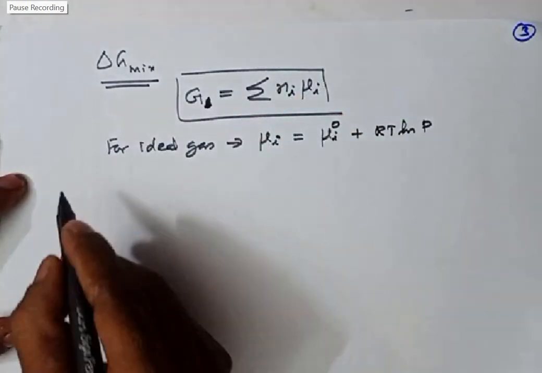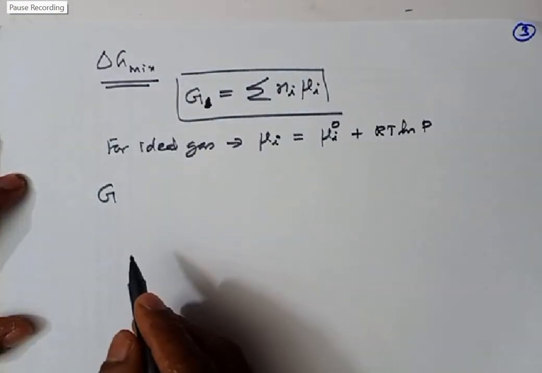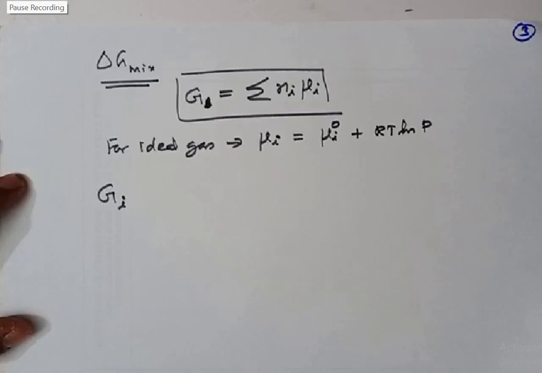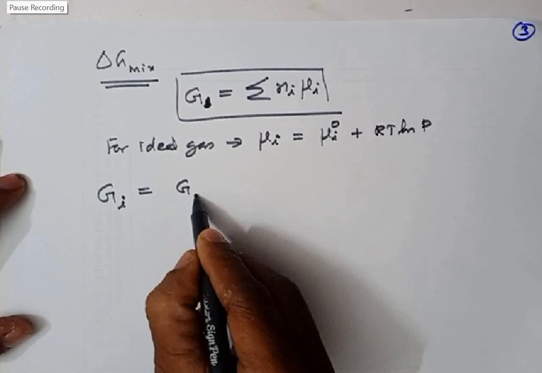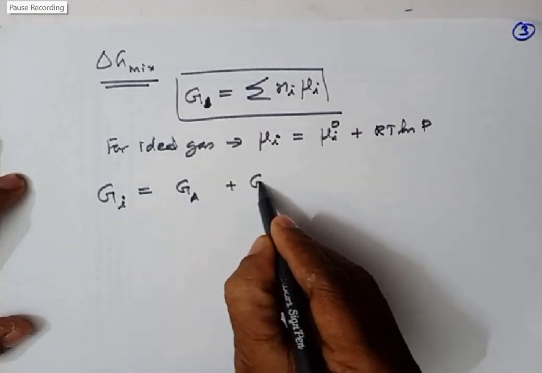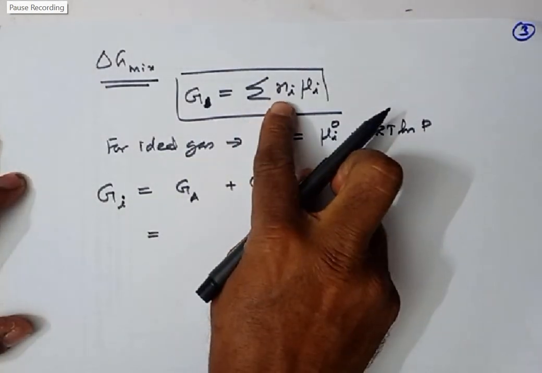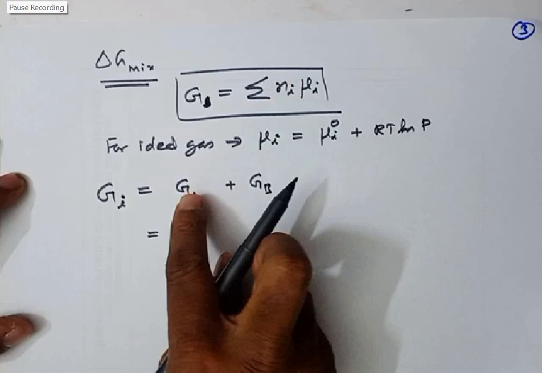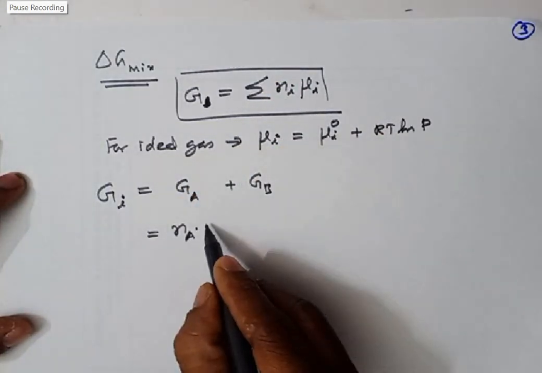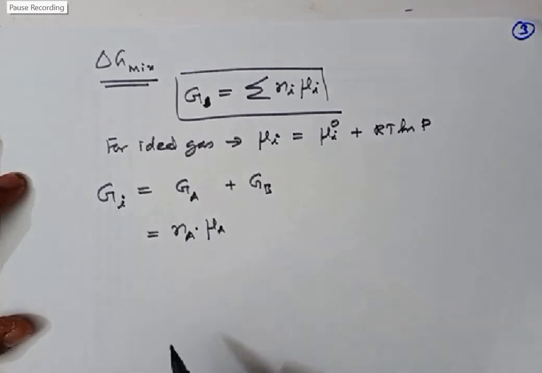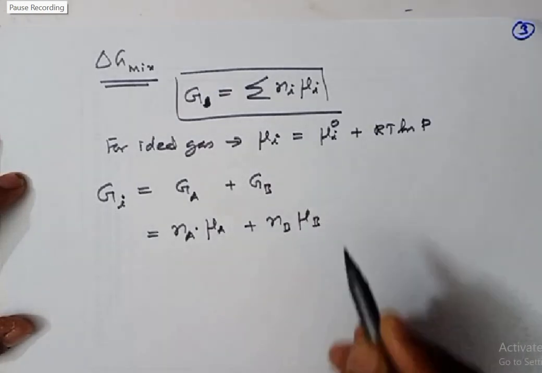So listen, what is the Gibbs free energy before mixing, or in the initial state? The Gibbs free energy in the initial state is nothing but the Gibbs free energy of gas A plus the Gibbs free energy of gas B. For gas A, the number of moles is Na, so Na mu A, plus for gas B, the number of moles of gas B into the chemical potential of gas B.